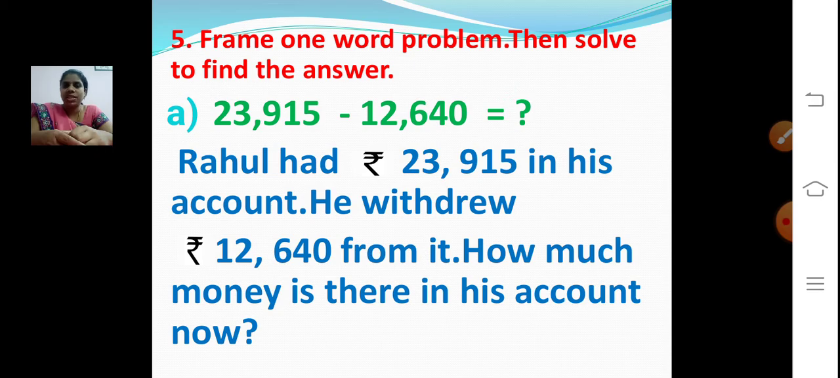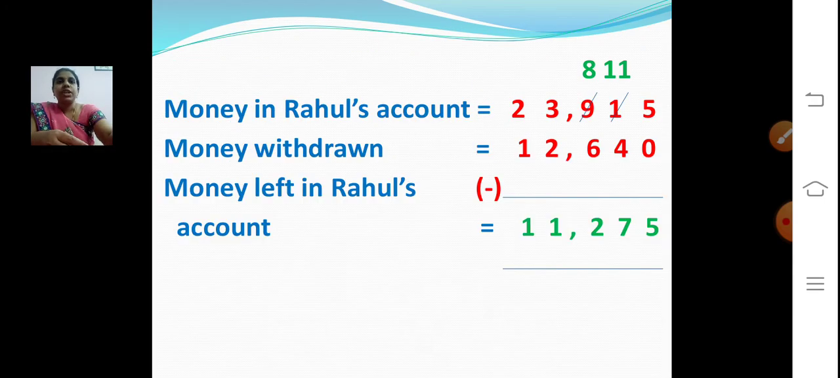Rahul had 23,915 in his account. He withdrew 12,640 from it. How much money is there in his account now? Shall we do the sum now? Money in Rahul's account: how much money he had at first? 23,915. Money withdrawn: how much money has he withdrawn? 12,640.